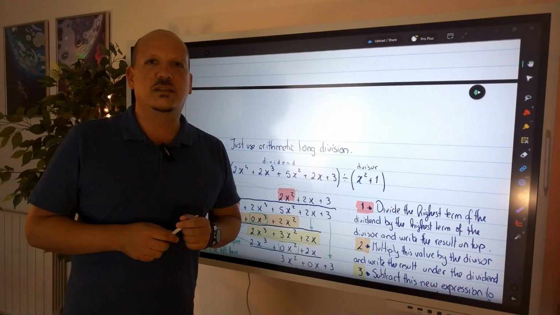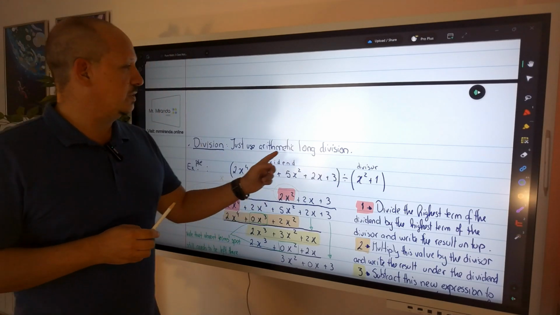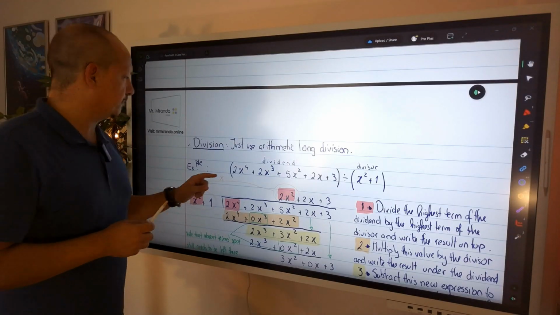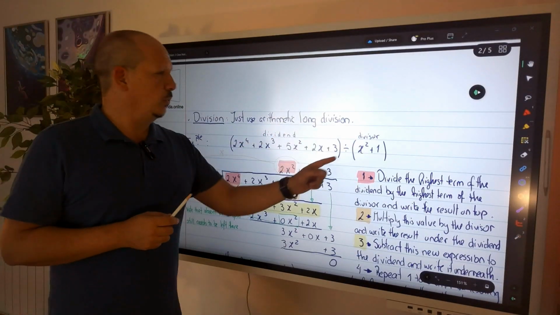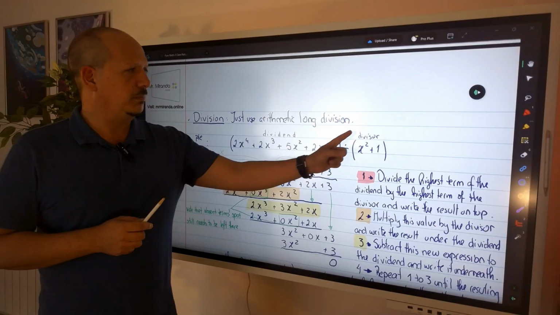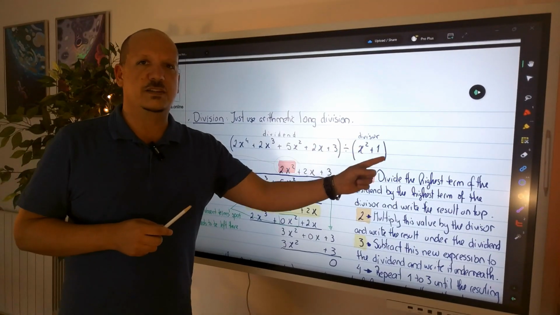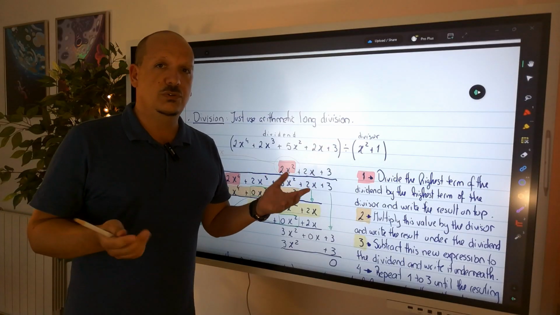So how do you divide polynomials? You just use arithmetic long division. Let's see how this works. Let's say that we want to divide this polynomial over here by that one over there. So this one is the dividend, and that one is the divisor. What do you have to do?